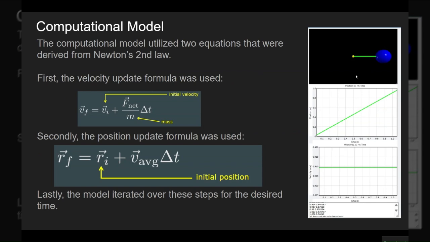And here on the right-hand side, you can see both a visual model and the model in terms of a graph of what was outputted by the simulation.